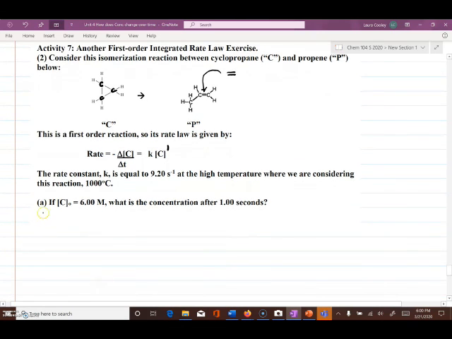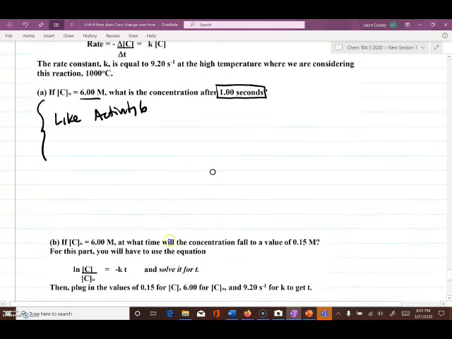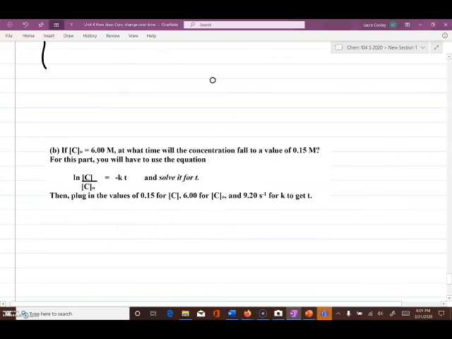And this problem here I'm not going to do right now, because this is just like what we did in activity 6, where you have an initial concentration and what is the concentration after a certain time passes. We did lots of problems like that. So instead, I'm going to go on to part B. So here's a problem like the one we just did. If the initial concentration is 6 molar, at what time, so we're trying to figure out what the time is, will it become 0.15 molar?